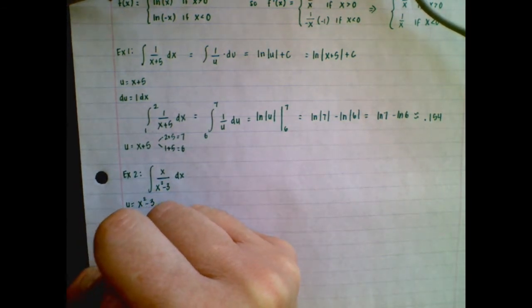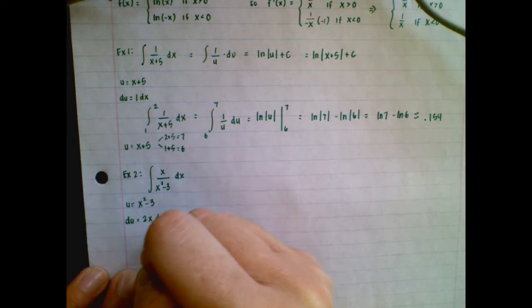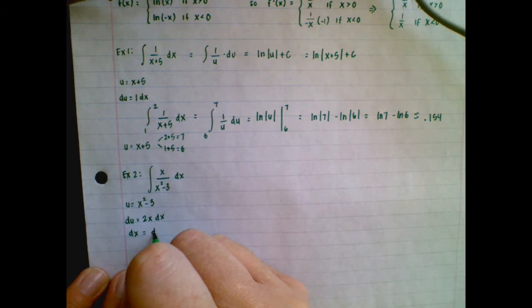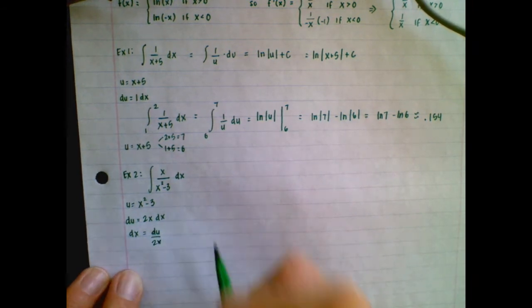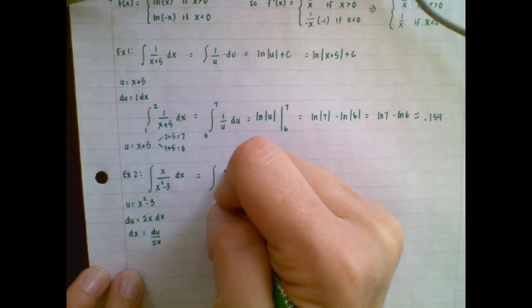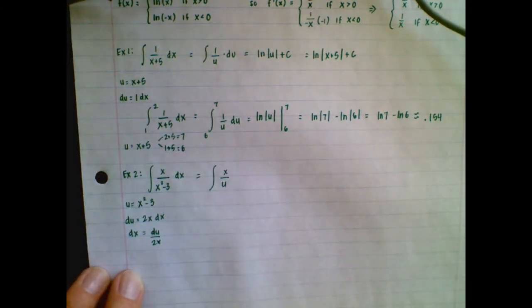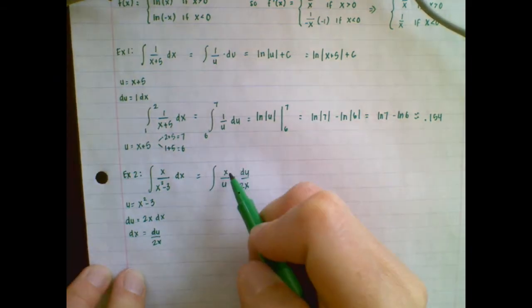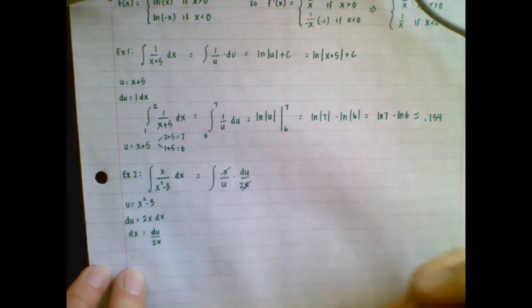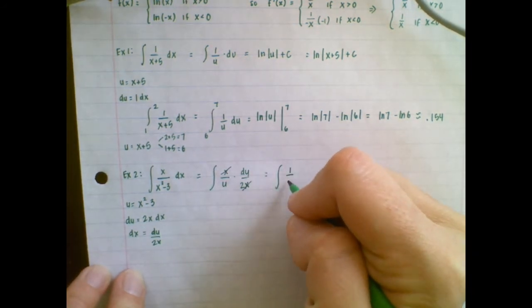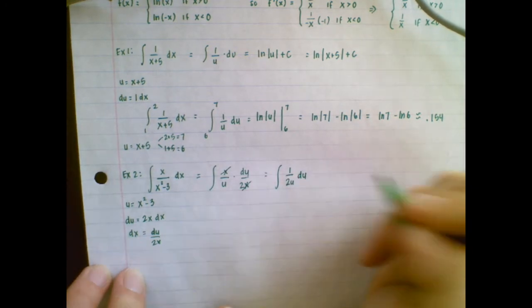That's going to tell me du is equal to 2x dx. And when I solve for dx, my dx is going to be du over 2x. So go back up here to my integral, keep the x in the numerator. I'm going to turn that denominator into u, and then my dx is du over 2x. And here I'm noticing that my x's will cancel out. So what I'm really left with is the integral of 1 over 2u du.